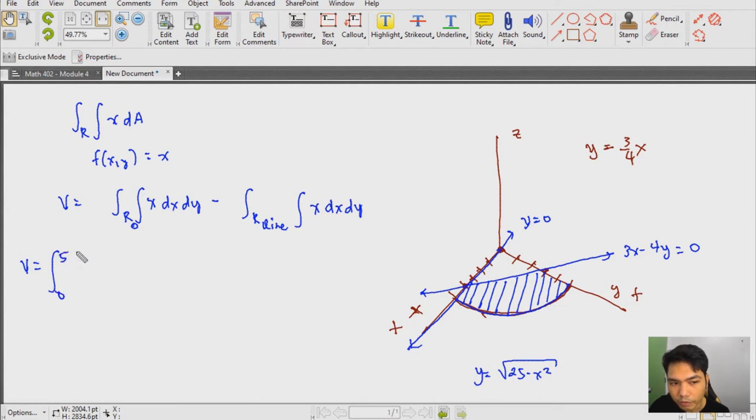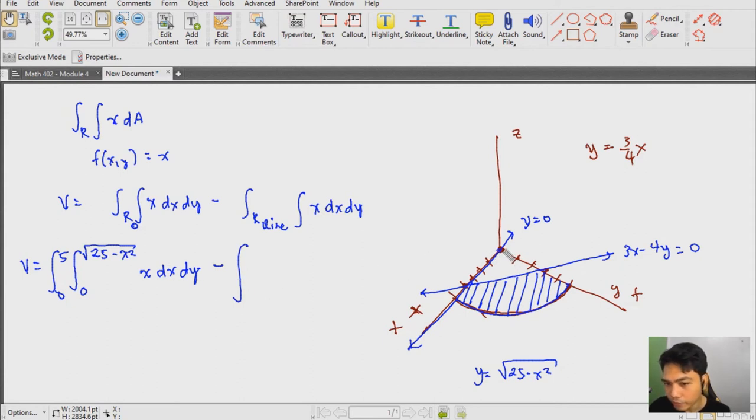So this becomes 0 to 5, and then the integral naman natin, since we already used dx, what would be our dy? So the dy would be 0 to the function square root of 25 minus x squared. And then of course, we just copy x dx dy. So we have x dx dy. Okay? And then finally, we have to subtract. So, minus the integral. What is our last one here?